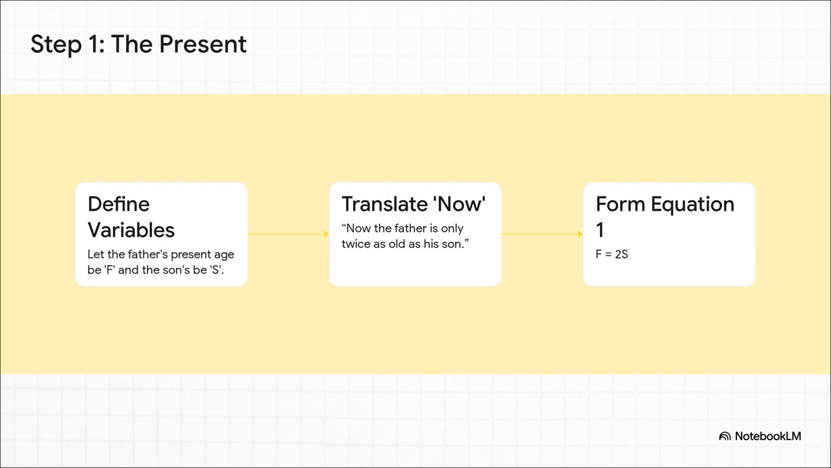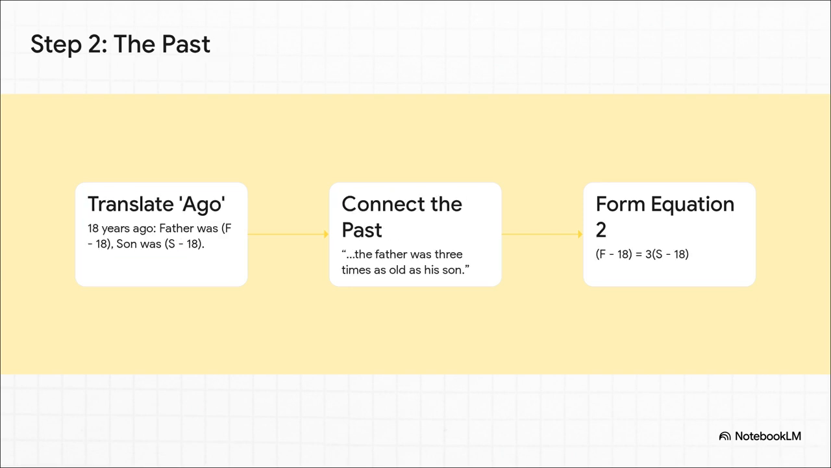Okay, first things first, let's handle the present. We'll just call the father's age F and the son's age S. Simple enough. The sentence says, now the father is only twice as old as the son. Okay, twice just means multiply by 2. And boom, F equals 2S. There's our first equation. See? Easy.